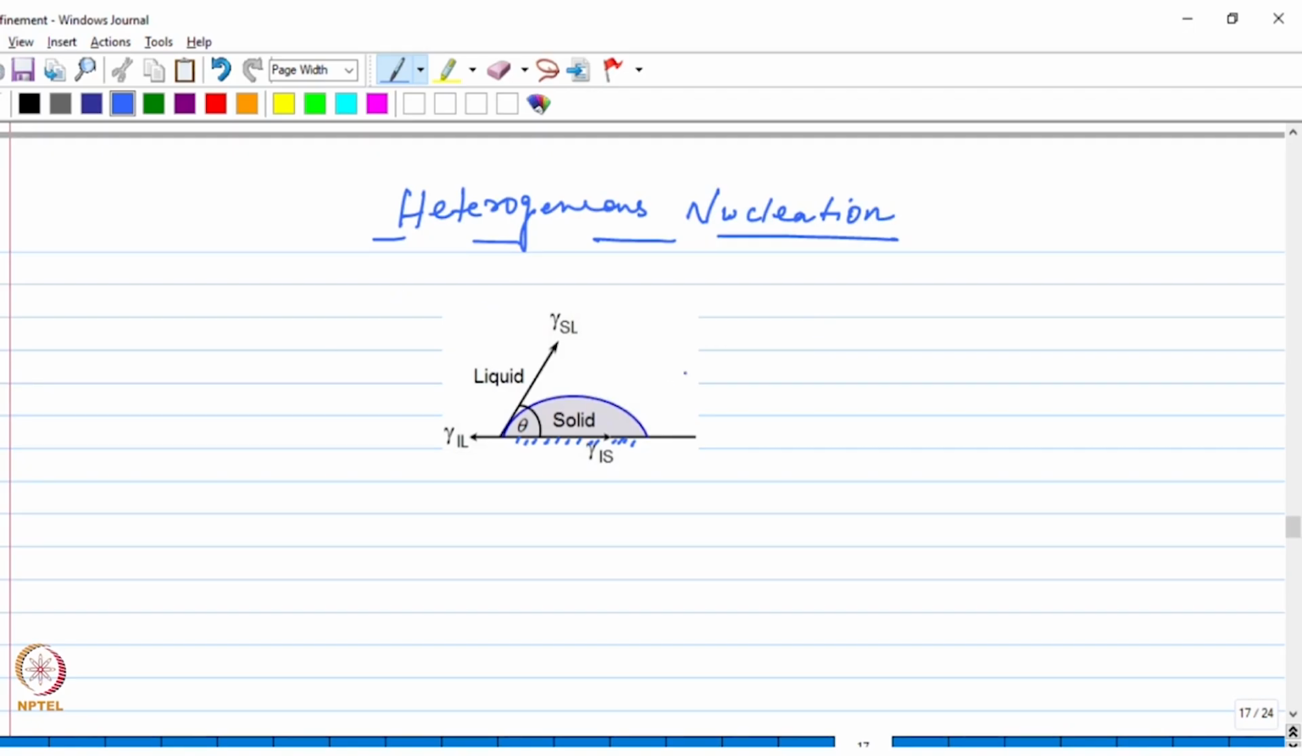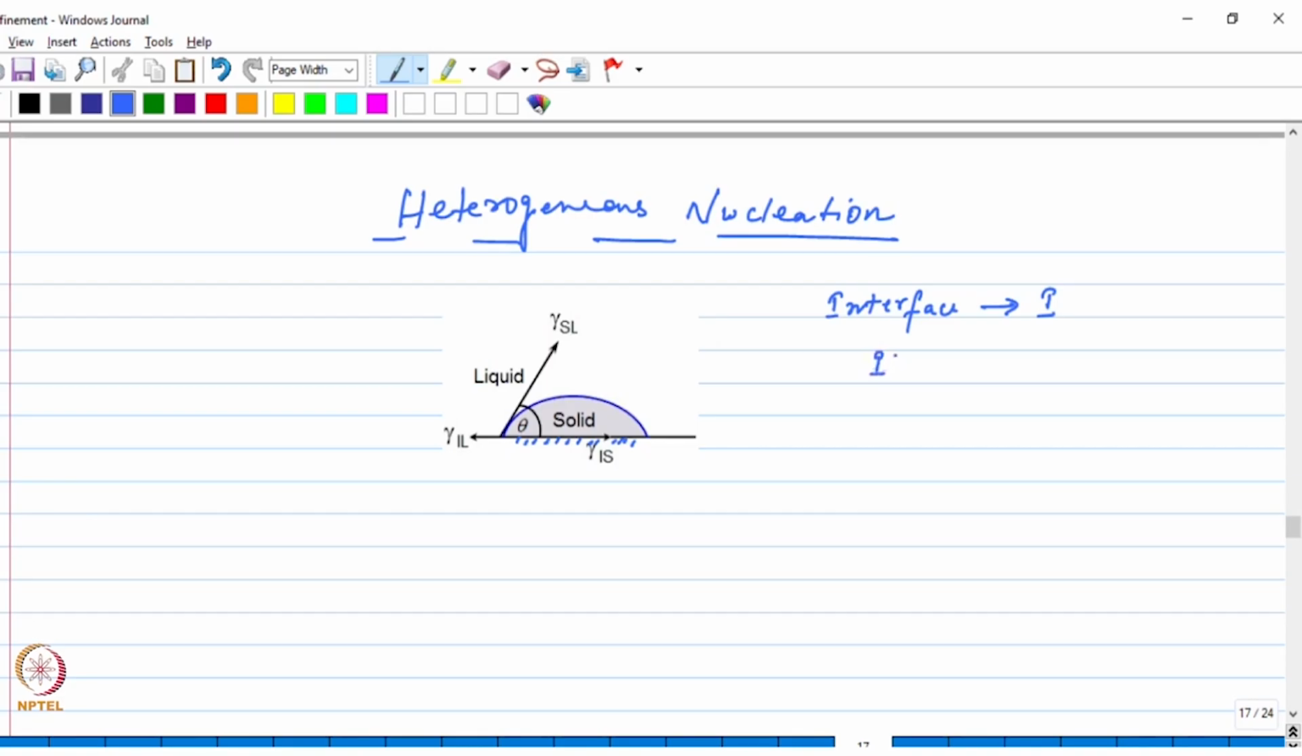And in this case, you will have to look at the surface energies also, because now these interfaces are there. Apart from the solid liquid interface, there is an additional interface between that heterogeneous surface and the solid nucleus, and also between the surface and the liquid, okay? So we are calling that surface on which the nucleus is forming as interface, indicated by I, okay?